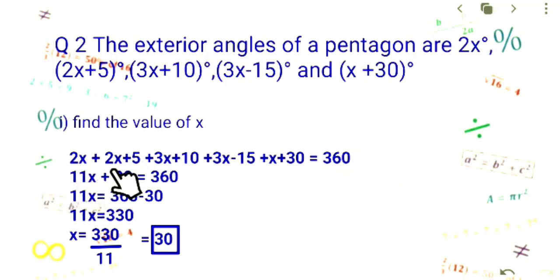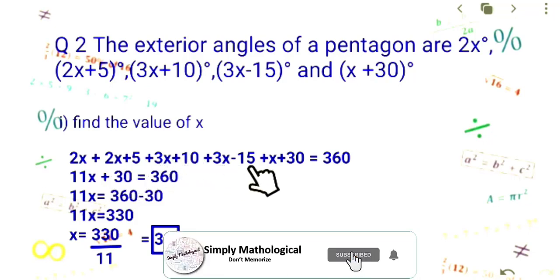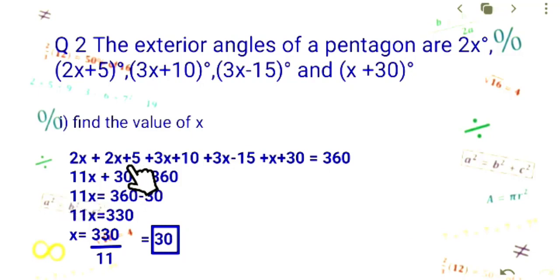Then we added 2x plus 2x, which is 4x, plus 3x is 7x, plus 3x is 10x, and then plus x is 11x. We added all the values: plus 5 plus 10 is 15, 15 minus 15 is 0, and then 30. So hence we got 11x plus 30, which is equal to 360. The 30 which is over here is a positive 30. We took it to the other side and it became negative. So 360 minus 30 will be 330. 11x is equal to 330.